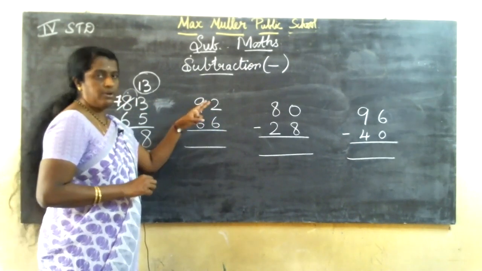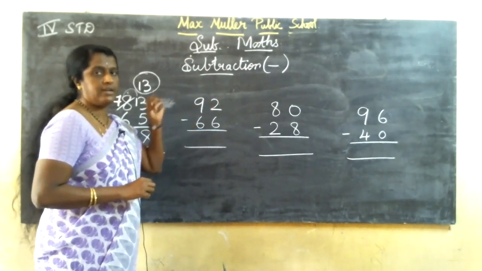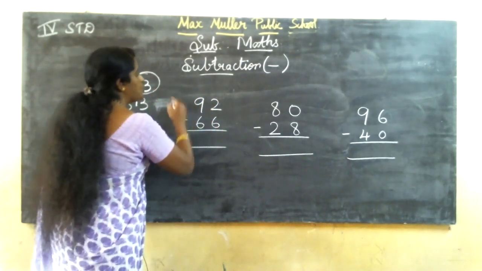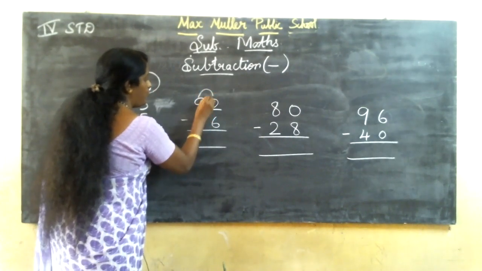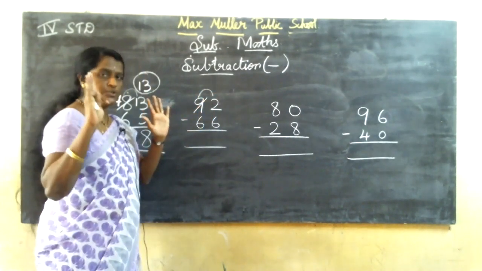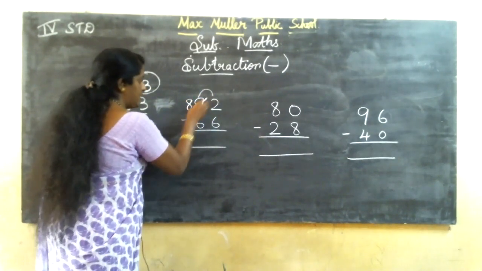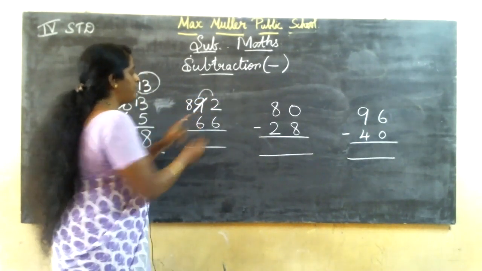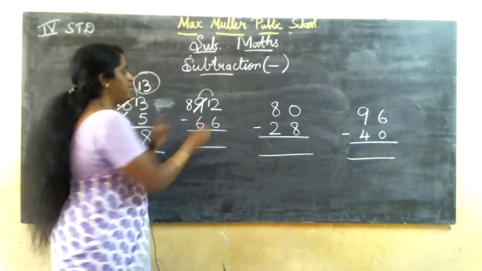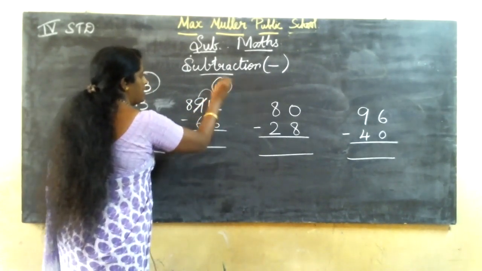No. So in 2 fingers, you can't cut 6. What you should do? You should borrow 1. If you borrow 1, in 9, 1 goes means 8. So you should cut this, and 1 will go here. So it will become 12.